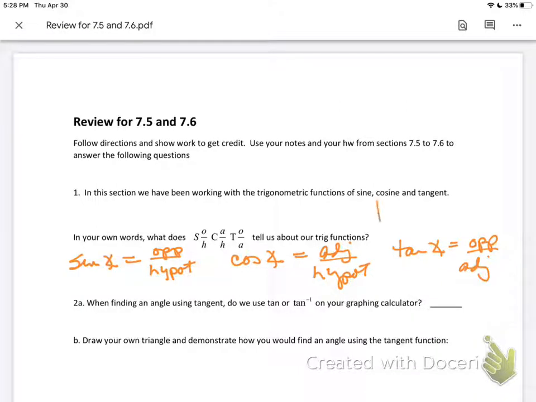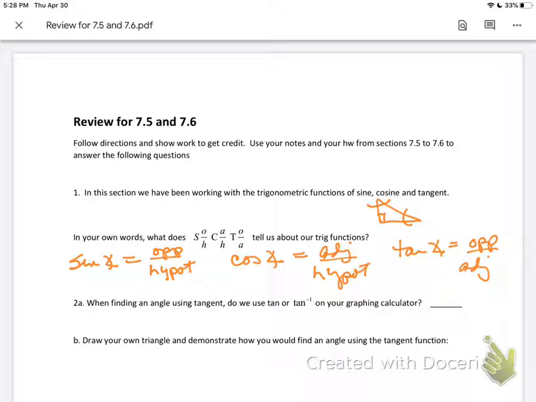And in terms of the angles that we're talking about, we are speaking about the two acute angles in a right triangle. Okay, so you will never take the sine, the cosine, or the tan of the 90-degree angle. It's always going to be the acute angles.